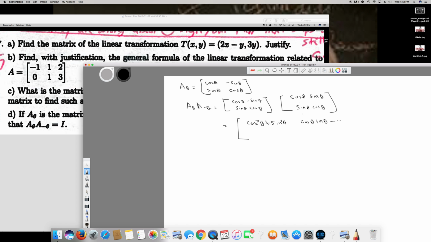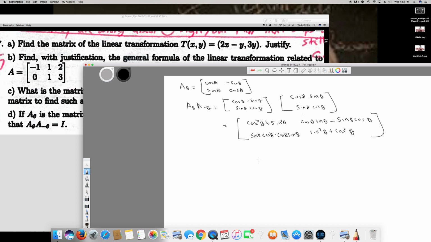Cos theta sine theta minus sine theta cos theta, and the bottom one is second row first column. If we multiply that, it's going to be sine theta cos theta minus cos theta sine theta, and the last one is second row second column. It's going to be sine square theta plus cos square theta.